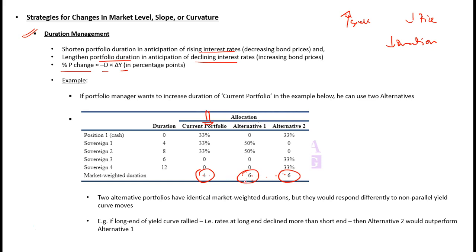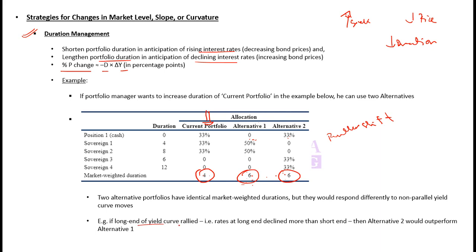But both of these would give the same response only if the change in yield is a parallel shift. If it is not a parallel shift, then market weighted duration is not enough to capture the impact on the portfolio. In that case, if there is a non-parallel shift, both can give you different returns or different values.